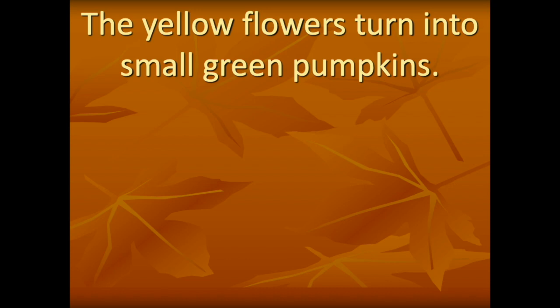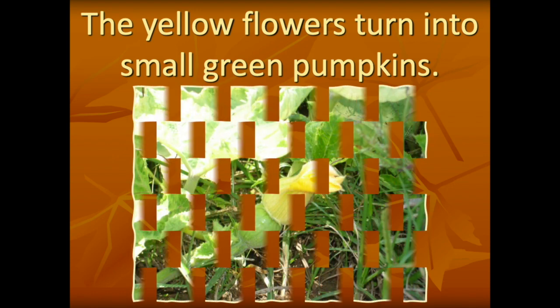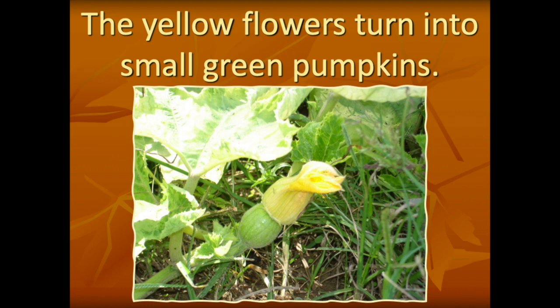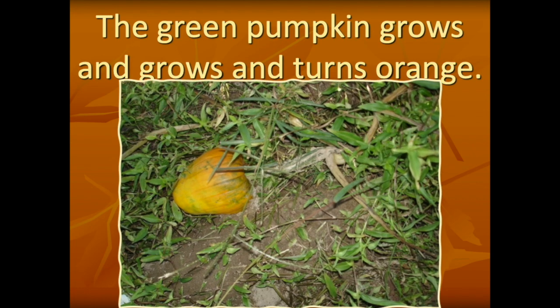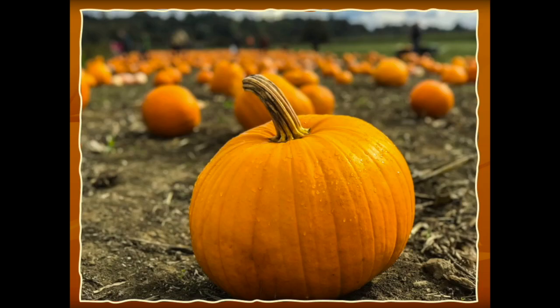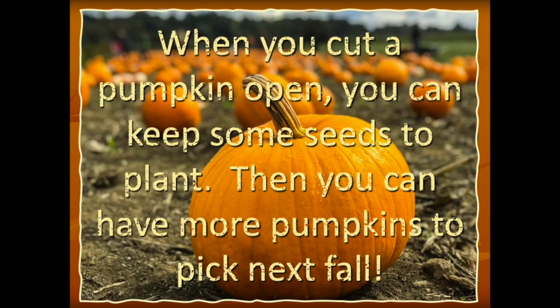The yellow flowers turn into small green pumpkins. Can you see it at the base of the flower, that itty bitty pumpkin? The green pumpkin grows and grows and turns orange. When you cut a pumpkin open, you can keep some seeds to plant. Then you can have more pumpkins to pick next fall. And then the cycle comes back with that seed.